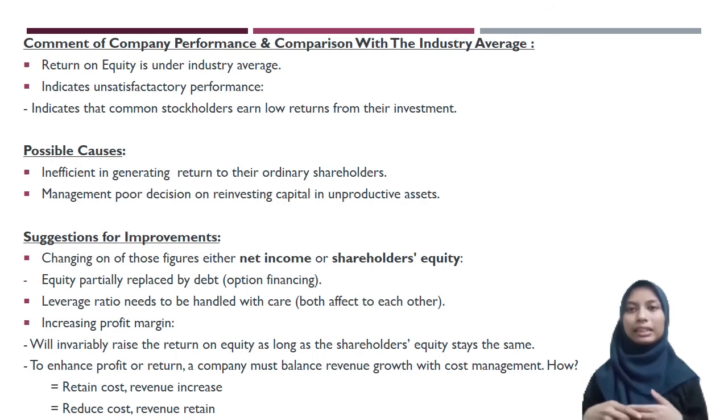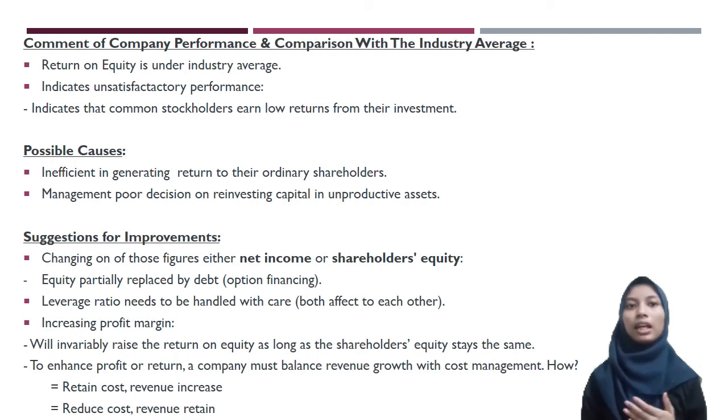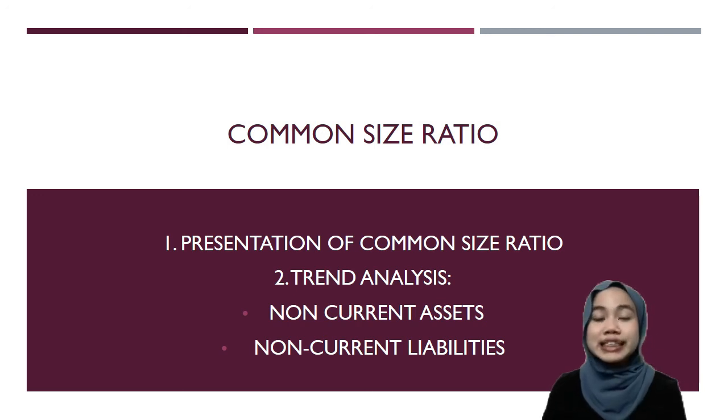Okay, next, increasing the profit margin will invariably raise return on equity as long as the shareholder equity remains the same. Okay, to enhance the return, the company must balance revenue growth and the cost of management. Okay, how do we want to do that? We may reduce the cost and increase the revenue, or we can reduce the cost and retain the revenue.